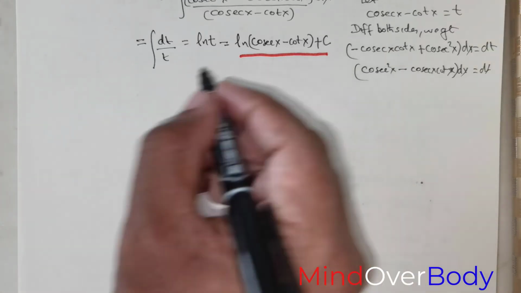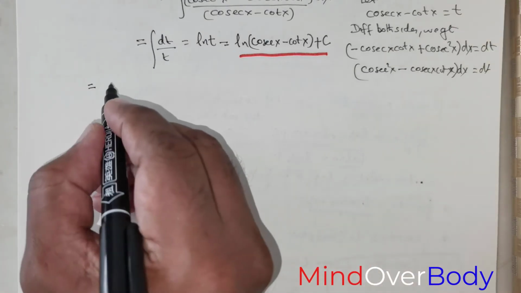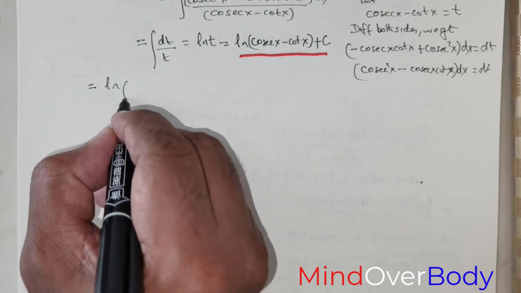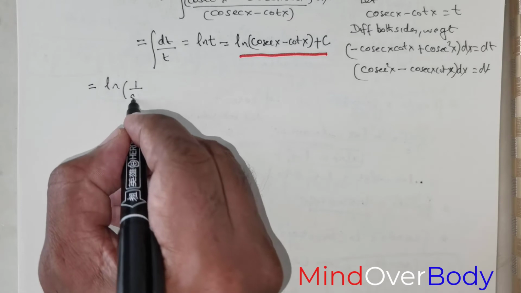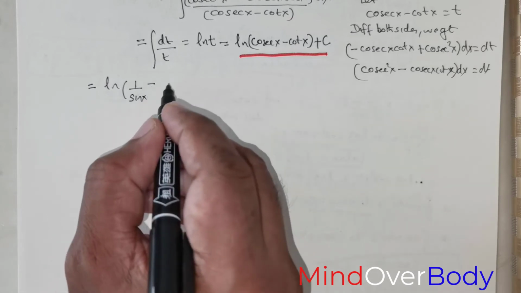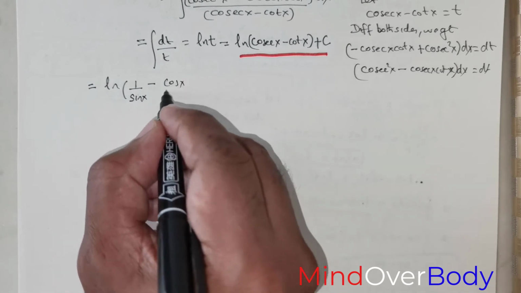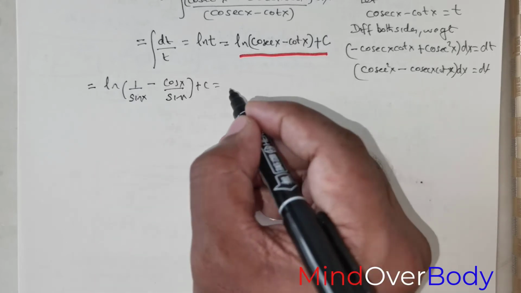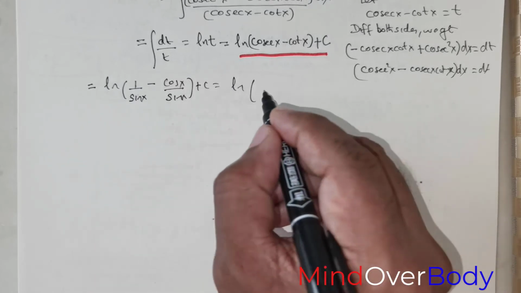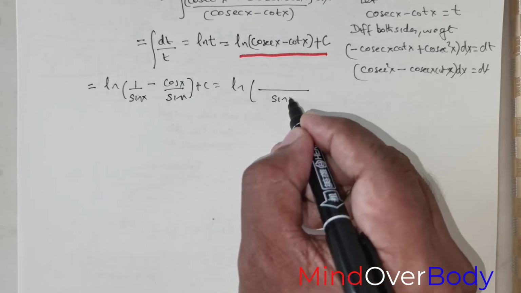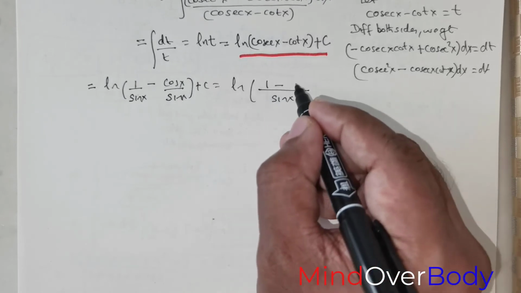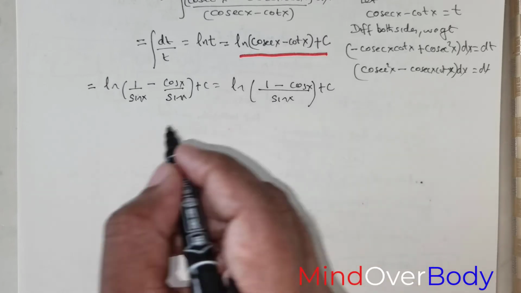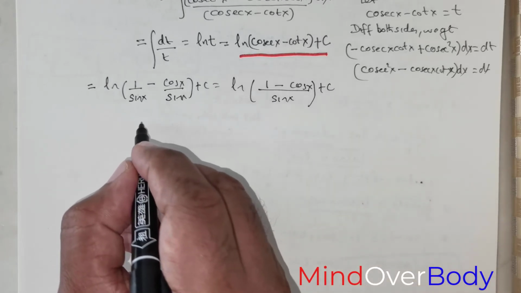So from here we are starting. This is equal to ln of, in place of cosecant x, I'm going to substitute 1 over sin x. In place of cot x, it's going to be cos x over sin x. Now I can rewrite this as ln of, taking LCM as sin x, this is going to be 1 minus cos x over sin x. Of course, there's an arbitrary constant that will continue.